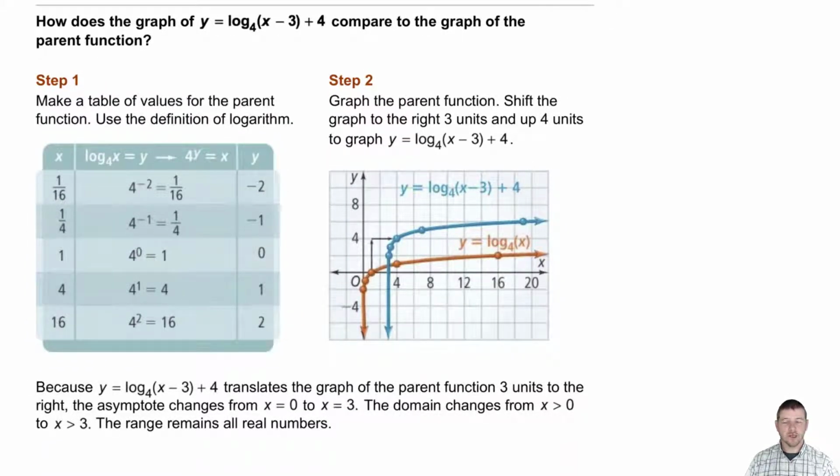Because y equals log base 4 of x minus 3 plus 4 translates the graph of the parent function 3 units to the right, the asymptote changes from x equals 0 to x equals 3. The domain changes from x is greater than 0 to x is greater than 3. The range remains all real numbers.